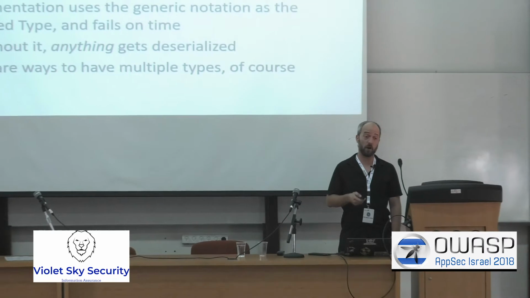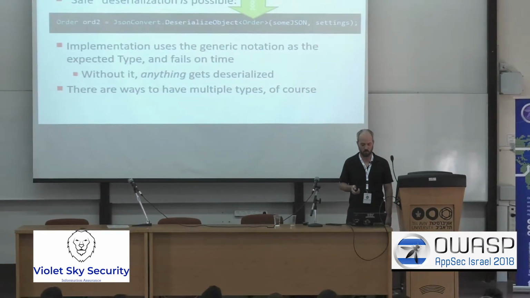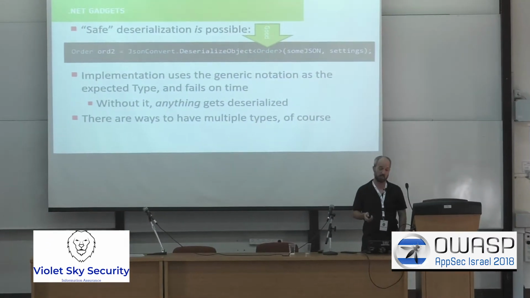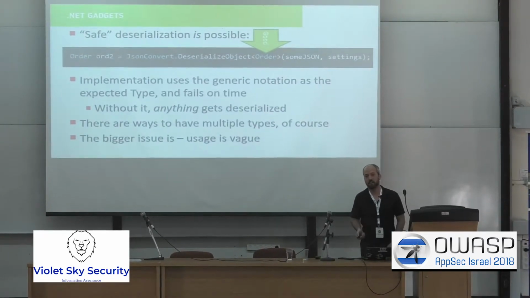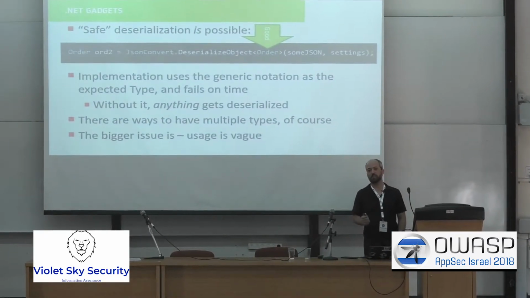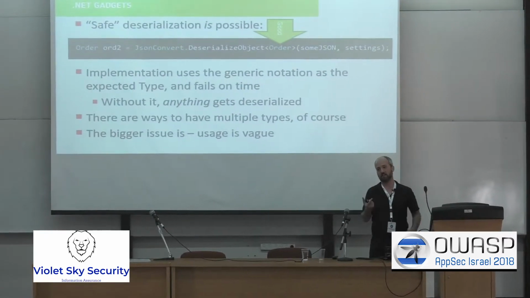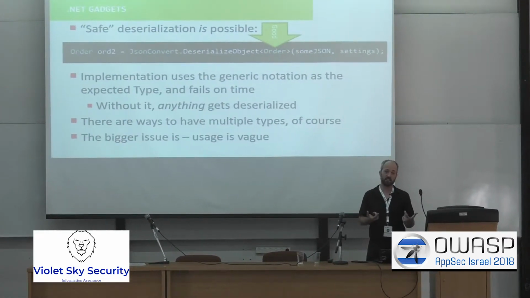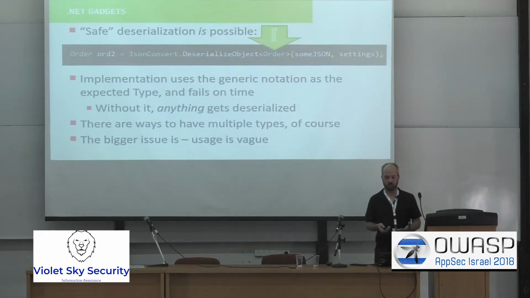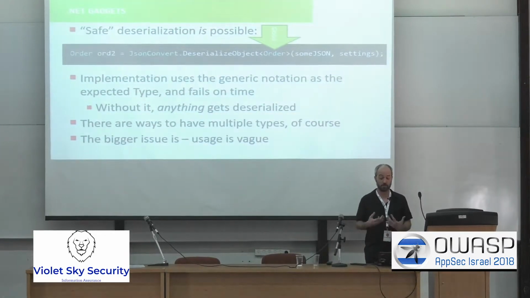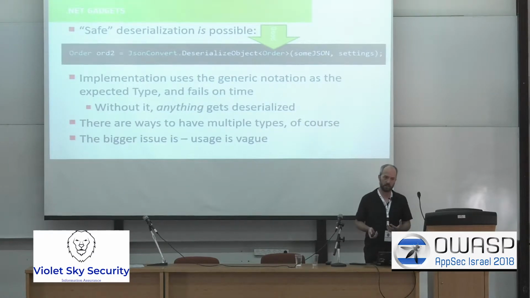So there are ways to pass multiple types to this specific object. That's not very interesting right now. The bigger issue is that the implementation is super vague, because generic notation and casting sort of look the same. I mean, obviously there are major differences between the two, but when you're just reviewing code, it's quite unclear and quite confusing.